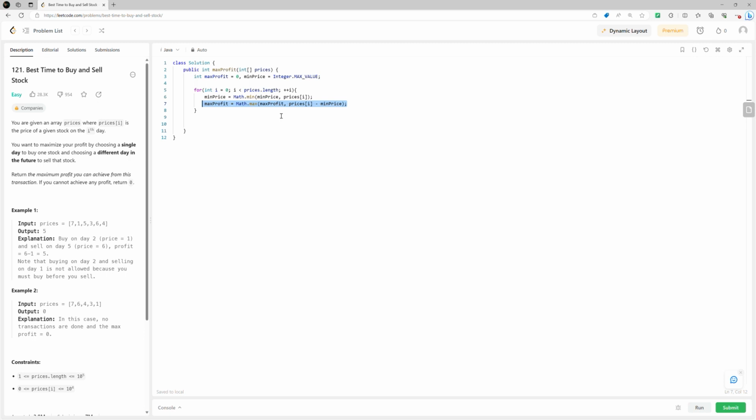Next, we will check if we can make a larger profit by selling at this certain point. If you're selling at this point, the reward is the current price that you are observing minus the price on the day that we bought the stock, and the day that we bought the stock is the day when we had the minimum price. So we just subtract the minimum price from the current price to get the maximum profit that we can earn by selling on this day, and we check if we can update the total max profit that we will be returning as the result of our function.